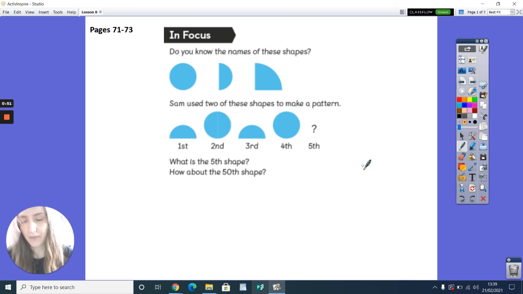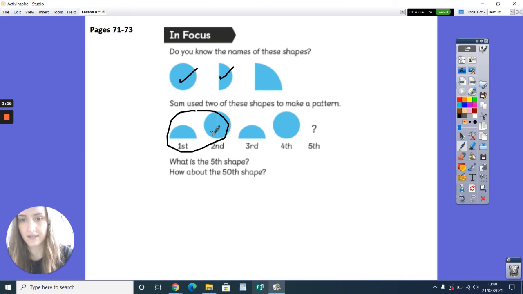Right, and I've made a pattern. Just on the very last day before we broke off, we were looking at patterns, and we're carrying on with patterns. So Sam has used 2 of the shapes to make a pattern. First of all, what 2 of the shapes has he used? He's used the circle and he's used the semicircle. Okay, so it's a pattern of 2 shapes. So this pattern is repeated.